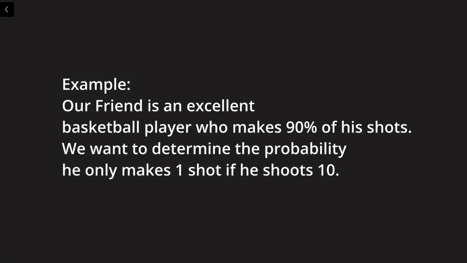Say our friend is a really good basketball player. He makes 90% of his shots, so we can assume that he has 90% probability of making a shot. He takes 10 shots, and we want to see the probability that he only makes one of them. These are the type of questions we use binomial random variables for.